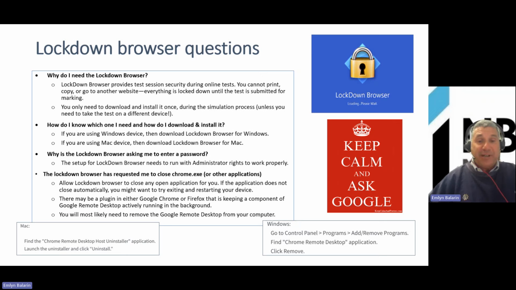How do I know which lockdown browser I will need and how do I download and install it? So if you're using a Windows device, it's quite simple. You download the lockdown browser from the link for Windows. If you're using a Mac device, then download from the link for Macs.